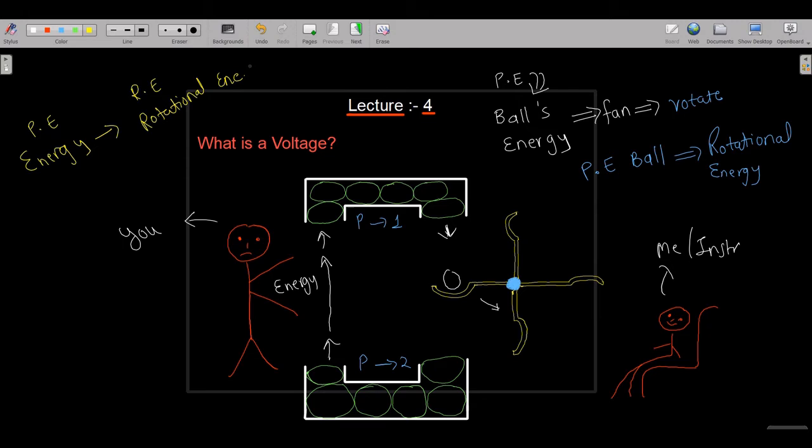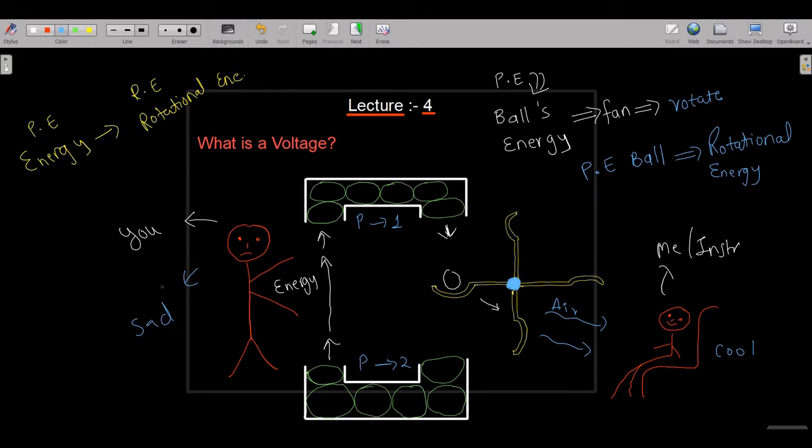And since the fan is rotating, I am getting a sufficient amount of air, and I'm feeling cool now. Like I'm happy, but you're sad. Sorry for that. You're sad. Okay, so I hope you understood the concept.